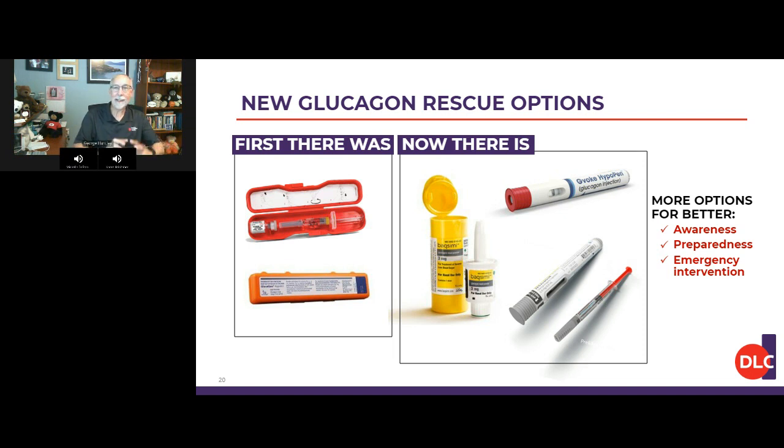The old ones had to be mixed during the emergency. The glucagon did not used to be stable enough. So you actually had to mix them during the emergency, which is really hard to do.